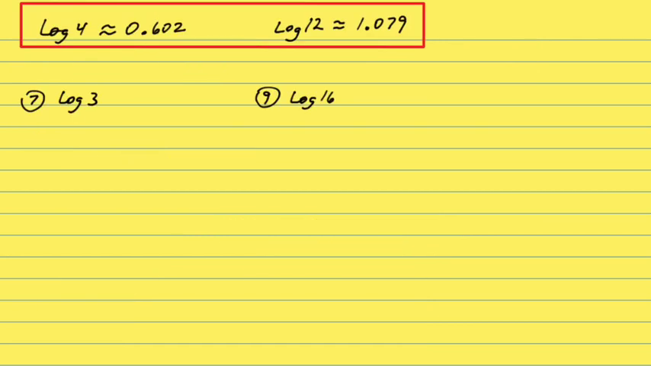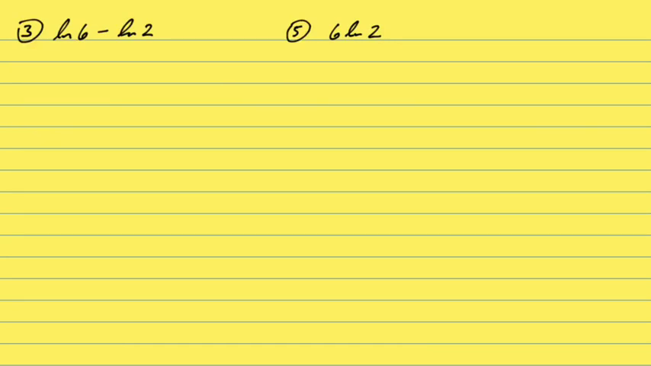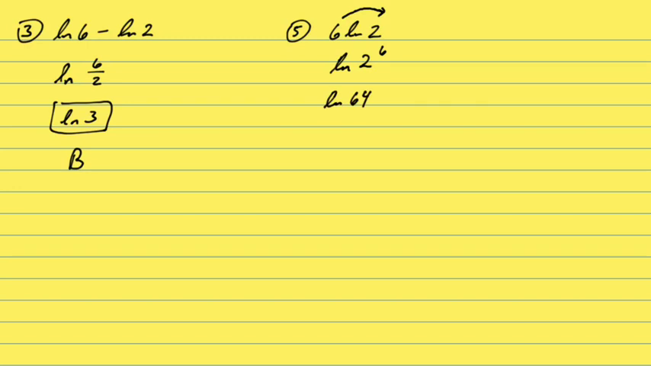Okay, we're doing 3 to 49 odds. Number 3, we want to use the properties. This is subtraction. So it would be log of 6 divided by 2, which would be natural log of 3. I believe that matches to letter B. On 5, you could take the number out front of the logarithm, put it up as an exponent. Natural log of 2 to the 6. 2 to the 5th is 32. 2 to the 6th would be 64. So I believe that would match letter A. That's for 3 and 5, you're matching.